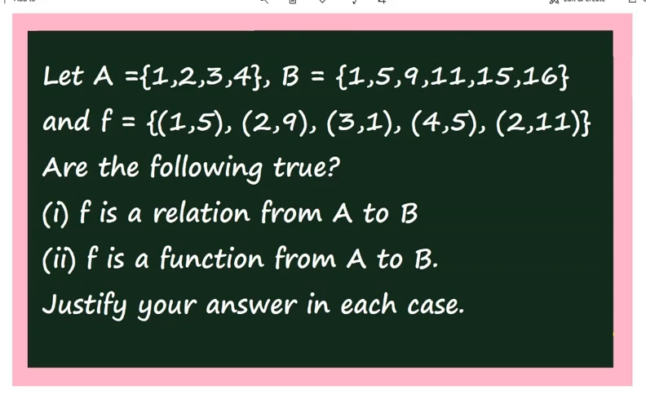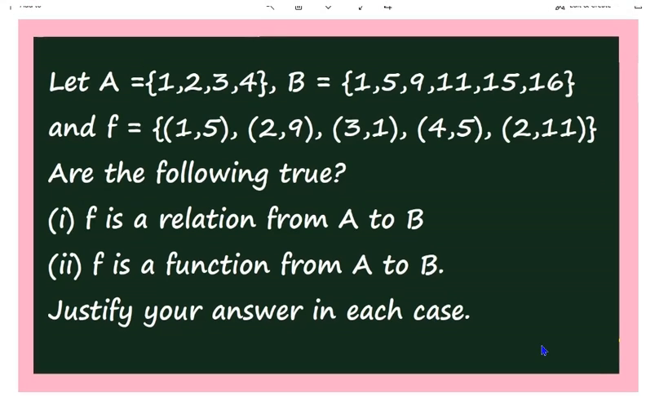Hello students, let us continue with some other problems of the miscellaneous part of chapter 2. And now see this question. Let A = {1, 2, 3, 4} and B = {1, 5, 9, 11, 15, 16} and f = {(1, 5), (2, 9), (3, 1), (4, 5), (2, 11)}. Are the following statements true?